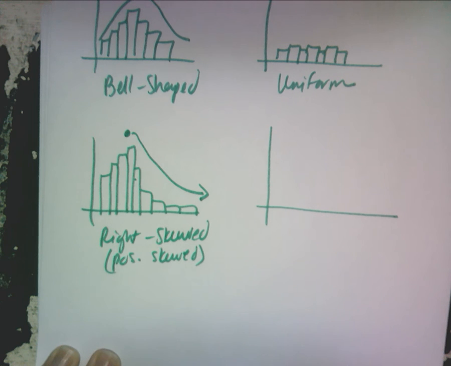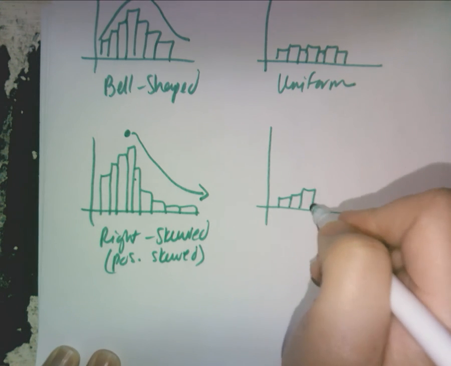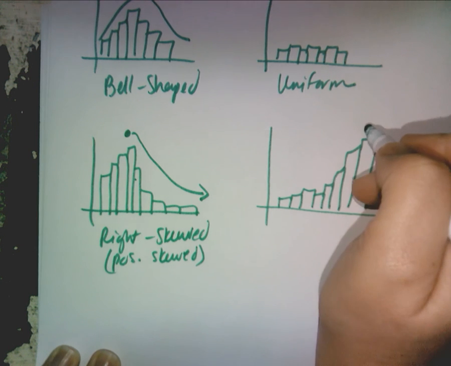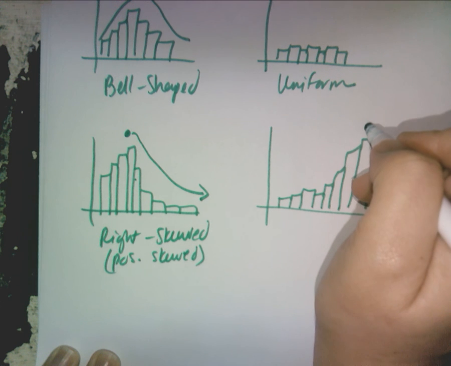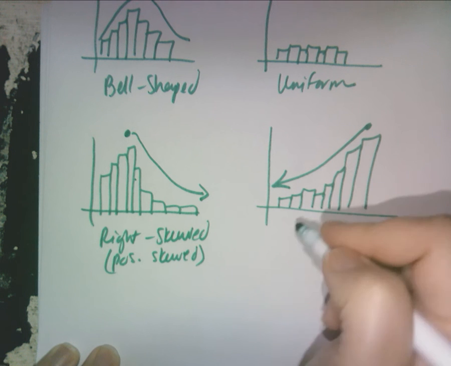Guess what a left skewed would look like? The other way. It would go the other way. Exactly. You'd have little boxes and then all of a sudden you'd be stacked up here. So if I went to the highest bar and went down on the slopes, I'd go left. This is left skewed.